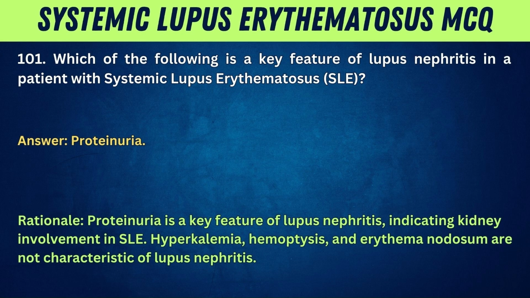Rationale: proteinuria is a key feature of lupus nephritis, indicating kidney involvement in SLE. Hyperkalemia, hemoptysis, and erythema nodosum are not characteristic of lupus nephritis.